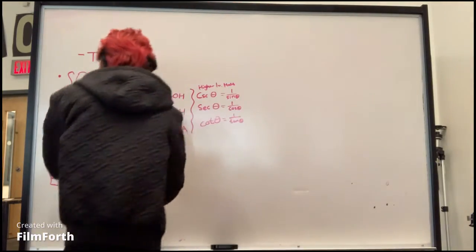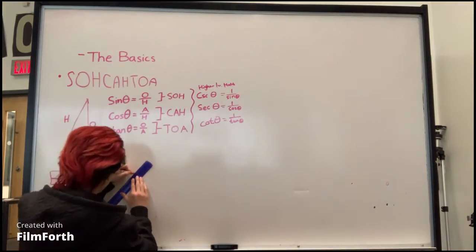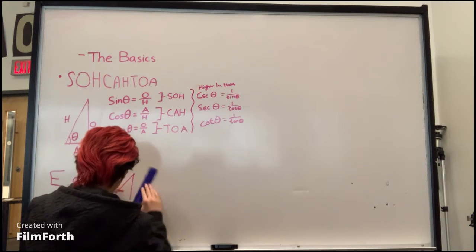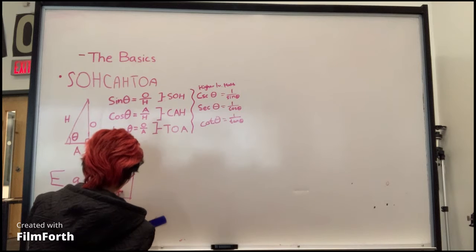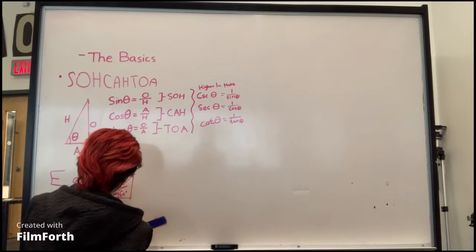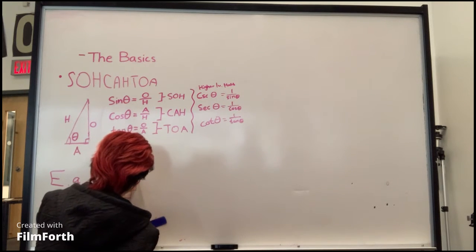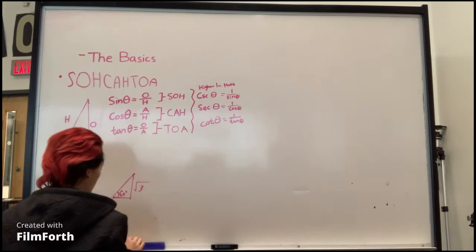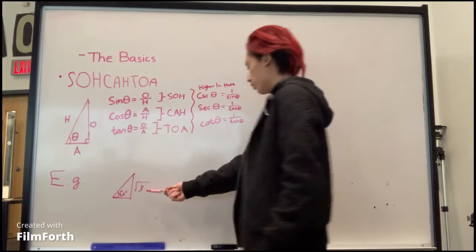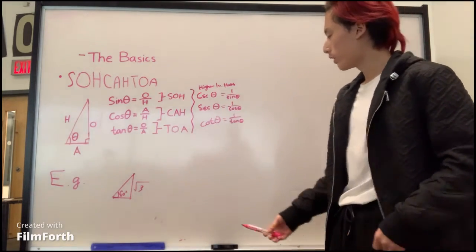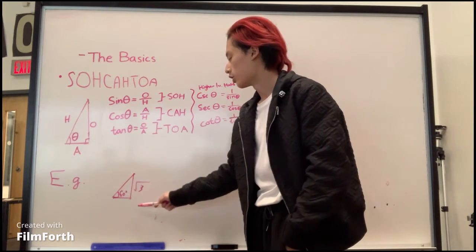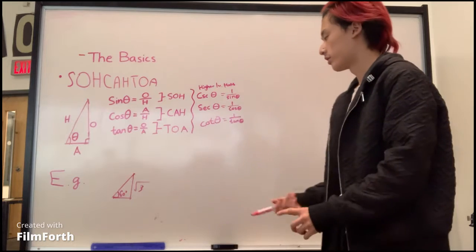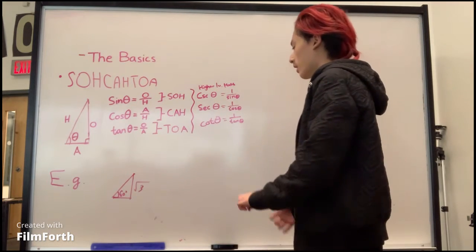Alright, so suppose we had to solve questions using trigonometry. Let's say I was given a right triangle, and the angle is given as 60 degrees, and then we have one side, the opposite side, root 3. So how do we go about solving for the hypotenuse and the adjacent side? Let's start with solving for the adjacent side.